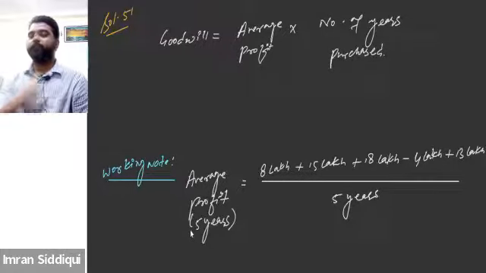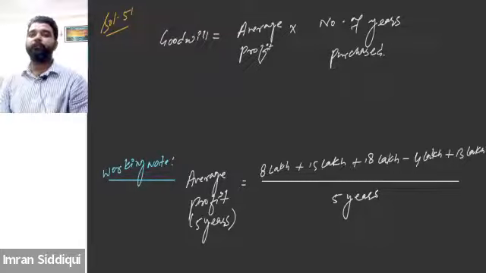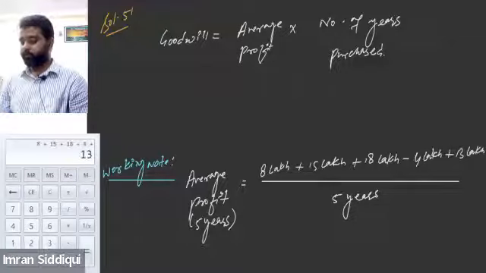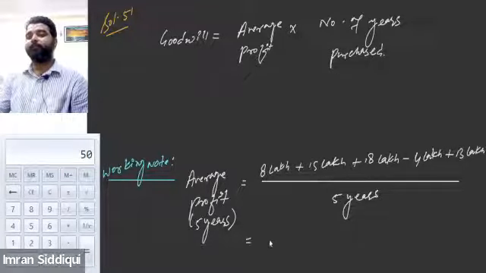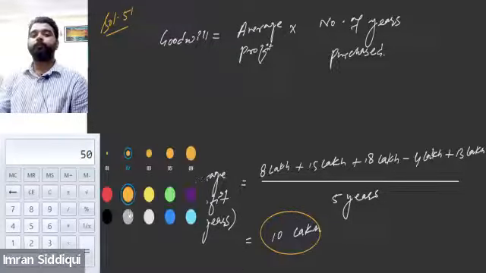Am I clear, everyone? So all we need to do is calculate the total of these profits. Let me do that. 8 lakh plus 15 lakh plus 18 minus 4 plus 13. So the total is 50, and when we divide it by 5, we get 10. So 10 lakh is the average profit. Is this clear, everyone? The calculation of average profit is clear to all of you, yes or no? Yes, sir. Okay.